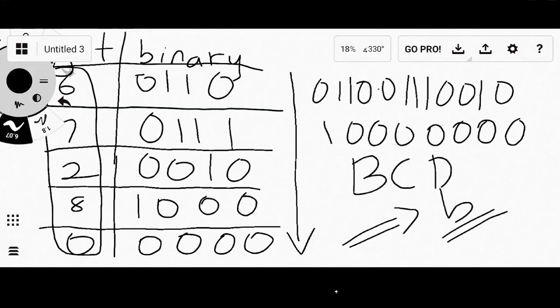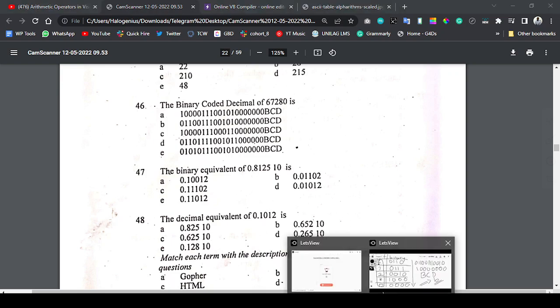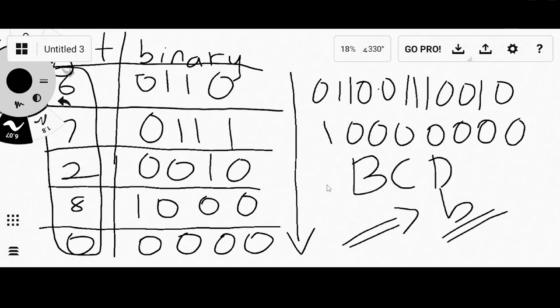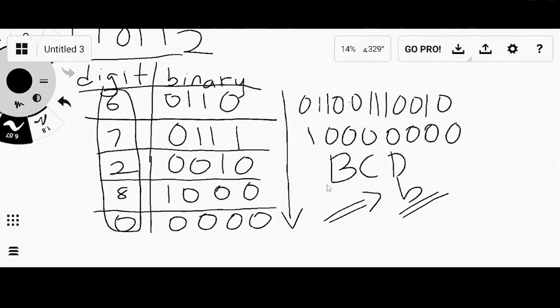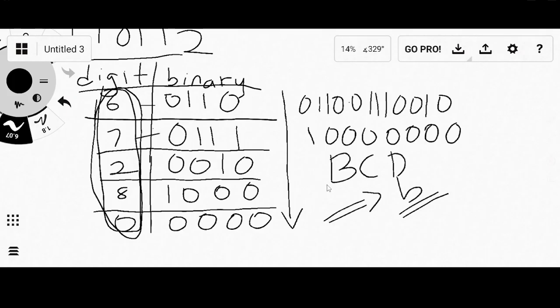So if you come here, the option B has exactly what we got. It's not very hard, but if you are seeing the question for the first time, it will look very difficult, but trust me. You write all your digits out. Then after writing all the digits out, you convert the digits to binary. Then after combining everything, you just concatenate everything together. At the end, just write BCD, and you are good to go.